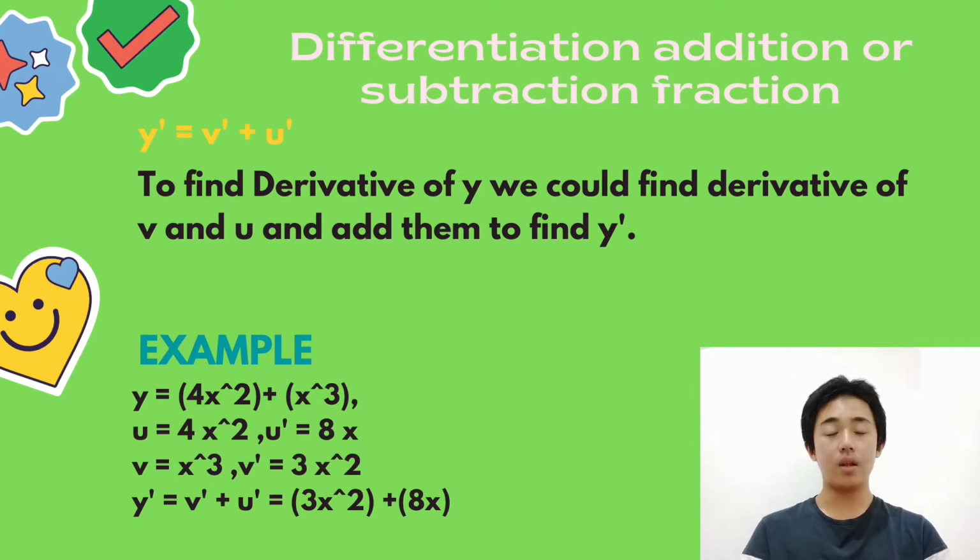So let's get on to finding y prime, or derivative of y. The formula is u prime plus v prime. So we just add the derivative of both u and v, and voila, we get it. It's as simple as that. The answer is 3x squared plus 8x.